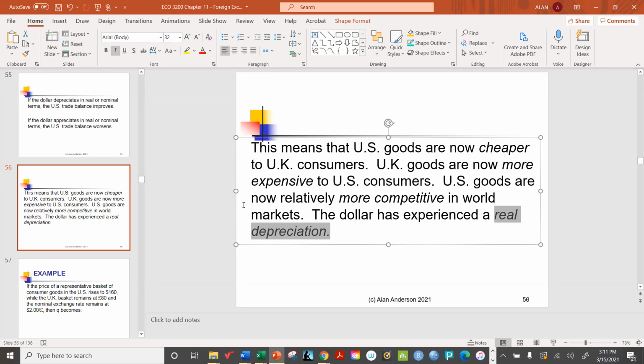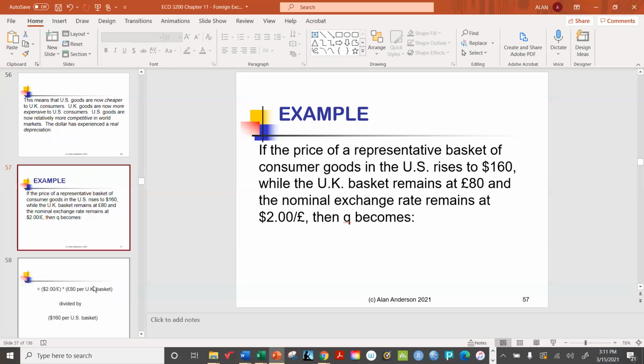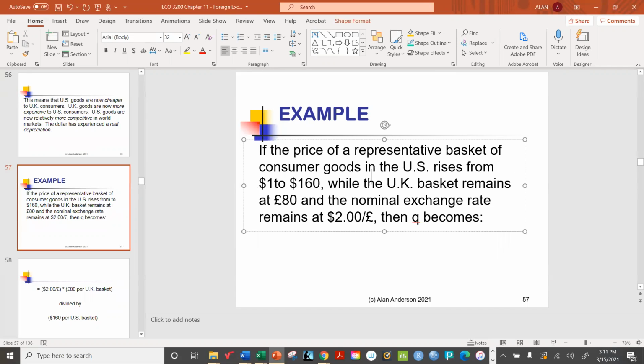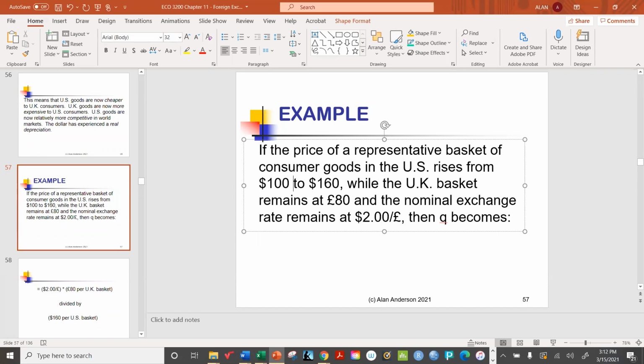Okay, now let's look at the opposite case. Well, I'm sure you can see where this is going. If we've experienced here in this example a real depreciation, now let's see what happens if there's a real appreciation. So here, what's happening is that the US basket suddenly goes from 100 to 160. The UK basket stays at 80 pounds. The nominal exchange rate stays at $2. Let's see what happens to the real exchange rate. Now, before, remember, it went up from 1.60 to 2. What do you suppose is going to happen now?